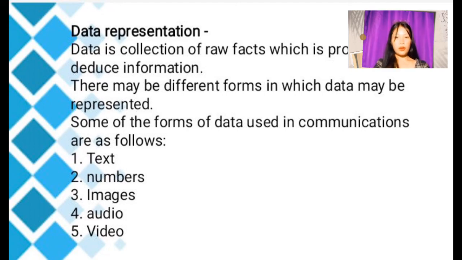Number 4, audio. Data can also be in the form of sound, which can be recorded and broadcasted. Example, what we hear on the radio is a source of data and information. Radio data is continuous, not discrete. Number 5, video. Video refers to broadcasting of data in the form of pictures or movies.